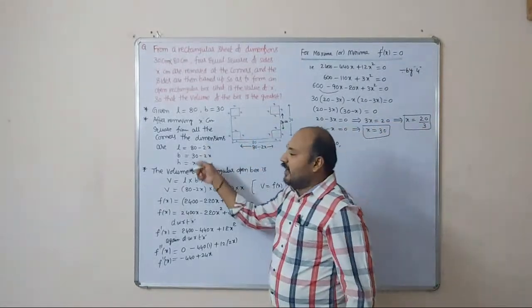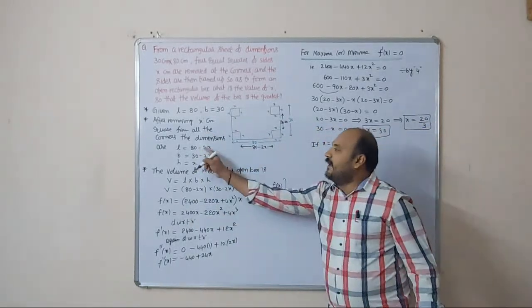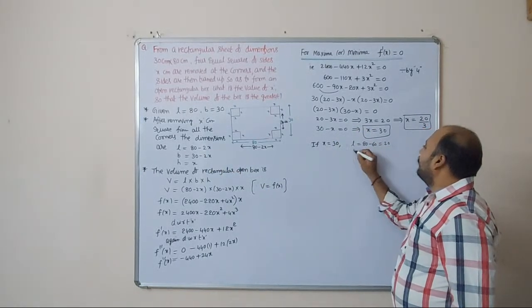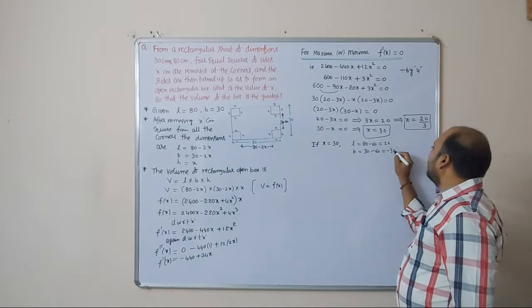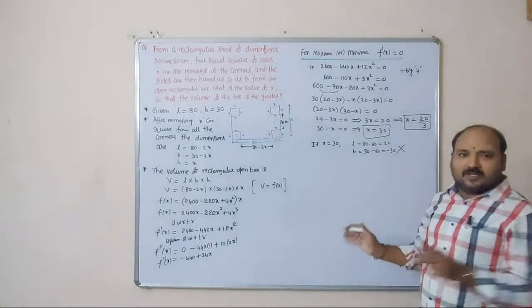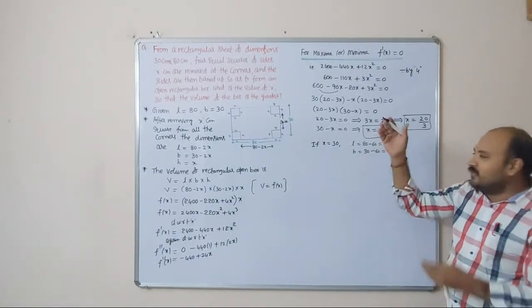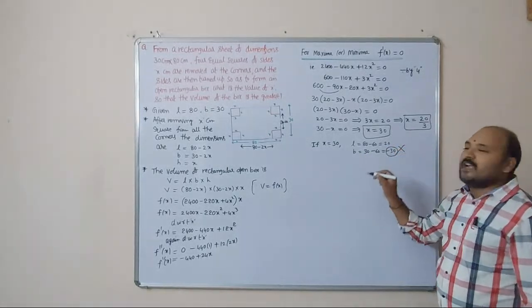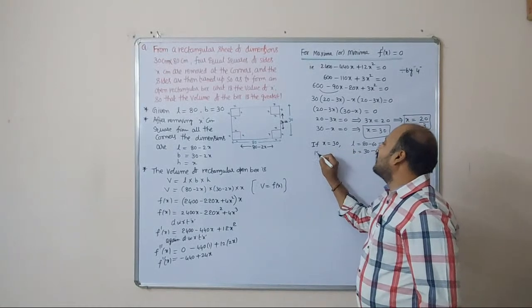just verify the values of L and B. L is equal to 80 minus 60, that is equal to 20. B is equal to 30 minus 60, that is minus 30. It is not possible. It is absurd. It is meaningless. The length and breadth are always positive. Here we are observing a negative value. That is the reason x is equal to 30 is not possible.